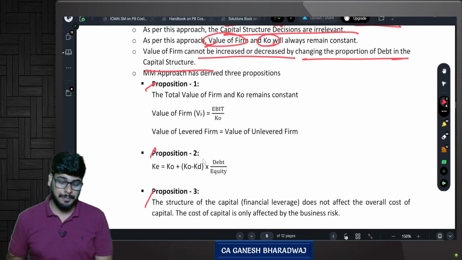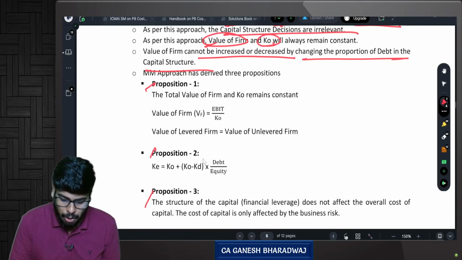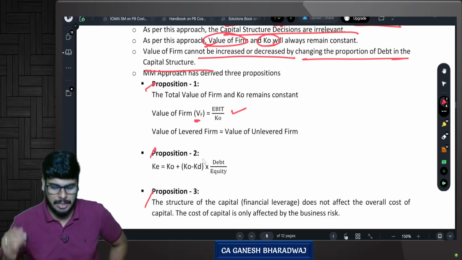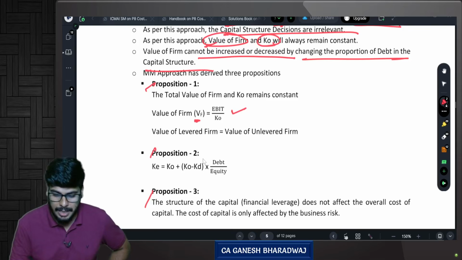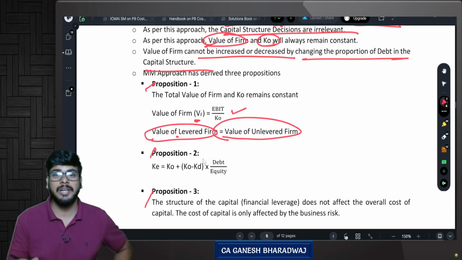First proposition. The total value of the firm and KO remains constant. We know that. So the value of the firm is equal to EBIT upon KO. Correct or not? Yes. Value of the firm is equal to EBIT by KO. We know this. Now what he's saying is the value of levered firm is equal to the value of unlevered firm.